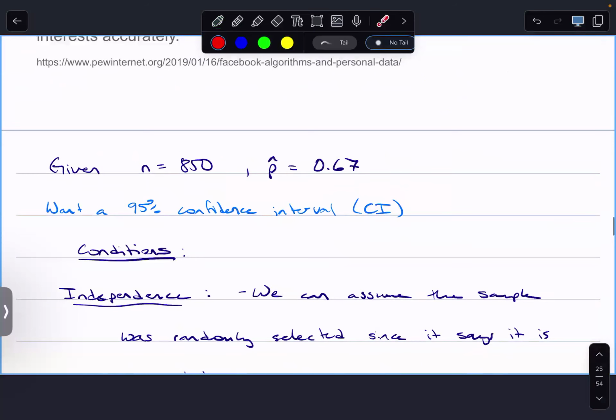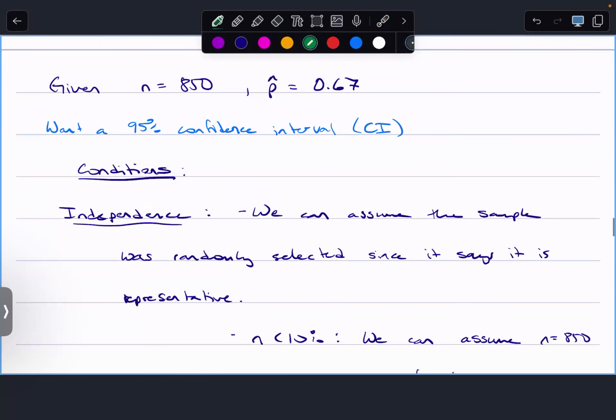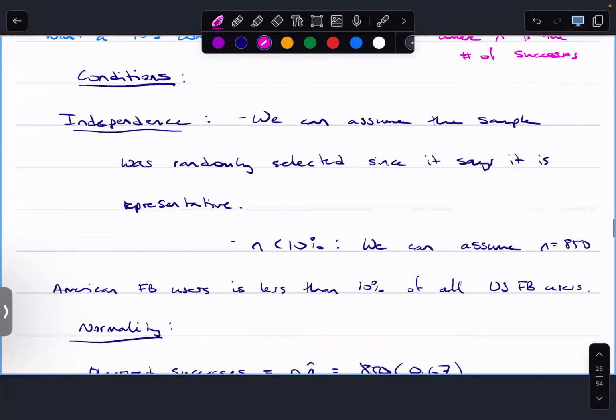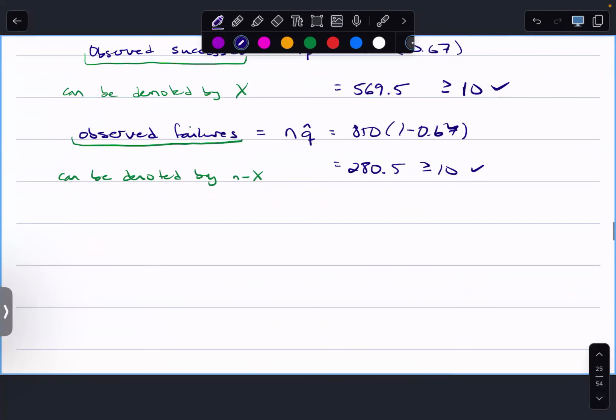Sometimes, instead of giving you p hat, I would tell you 550 of these respondents felt that Facebook had categorized their interests appropriately, right? And then you can solve for p hat. So here, notice that p hat is x over n, where x is the number of successes. Okay. We've checked the conditions. They all check out. Therefore, conditions are satisfied. Now we can do our work.